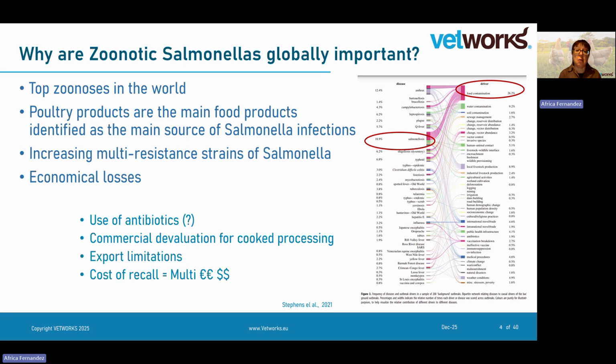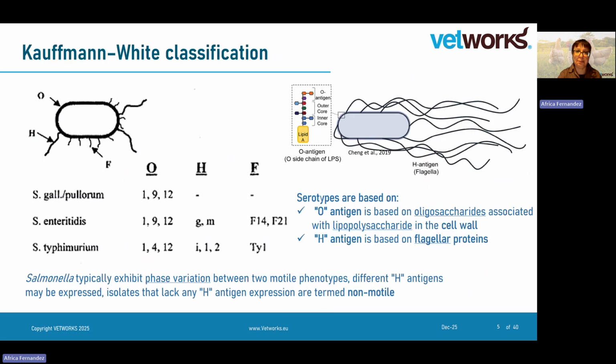Salmonella infection in poultry will also cause losses because of the use of antibiotics where they are allowed, commercial devaluation of the product that has to go for cooked processing, export limitation, and the cost of recalling if it is confirmed that the products are contaminated with Salmonella.